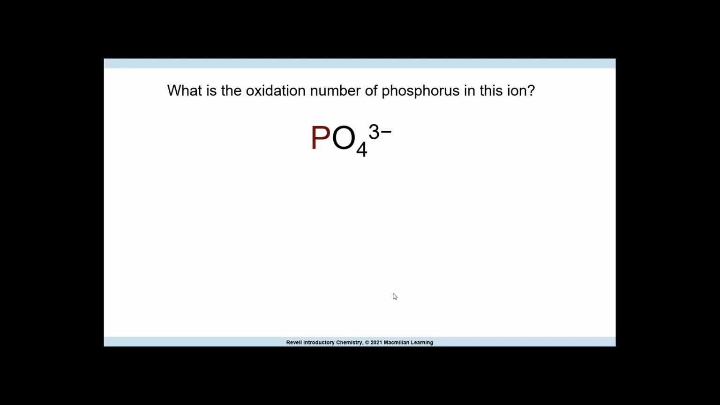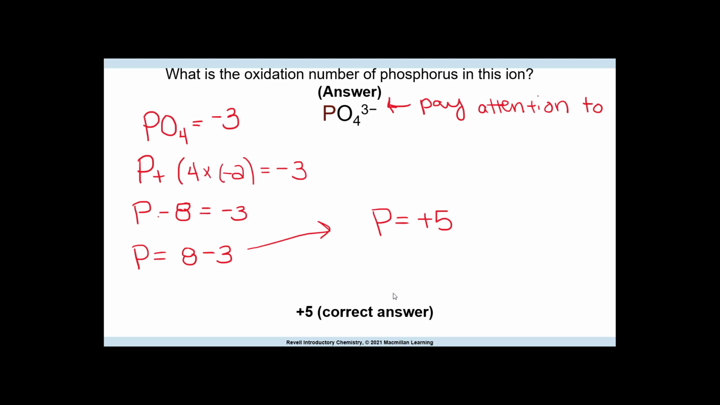Okay, so what is the oxidation number of phosphorus in this ion? So now we're going to do algebra. We're going to plug it in. So make sure that you put the -3 on the other side of the equal sign. We don't know what phosphorus is, but we do know what oxygen is. So we do P plus 4 times -2. That ends up being P minus 8 equals -3. We take the 8 to the other side, and P is a +5.